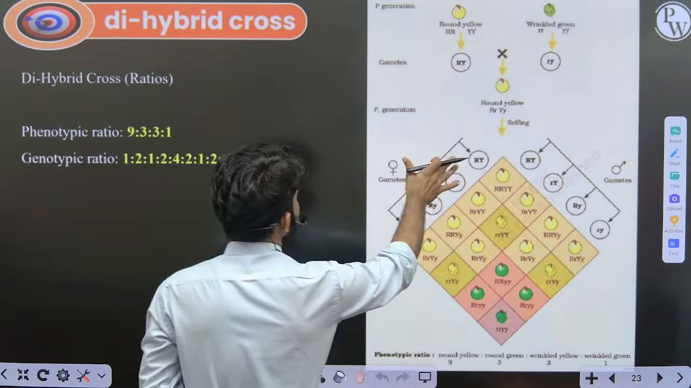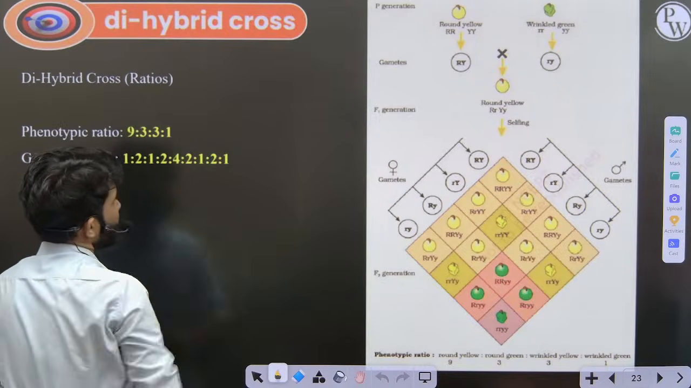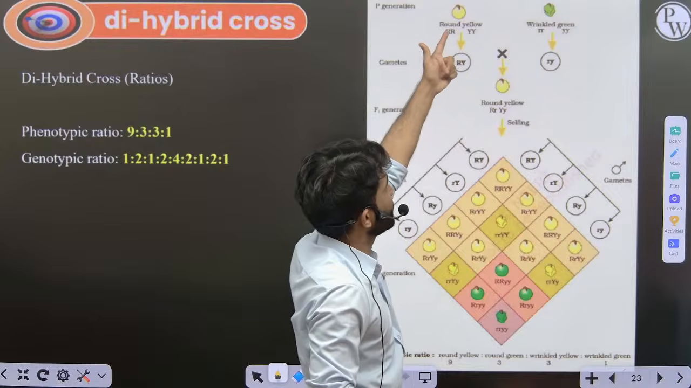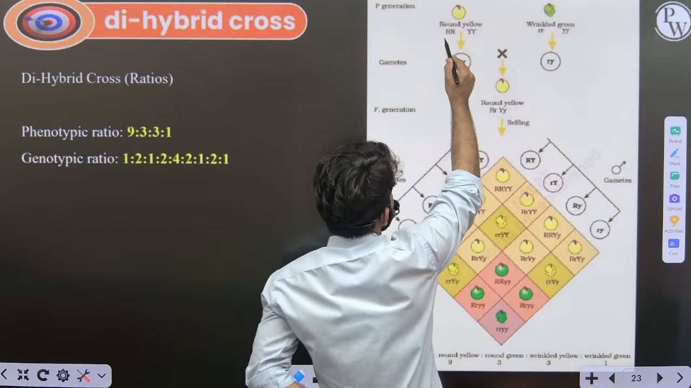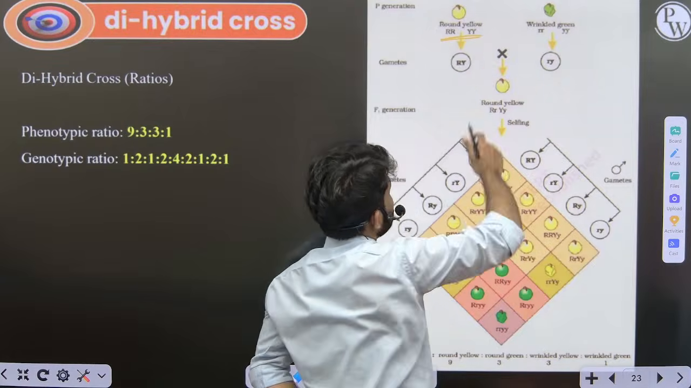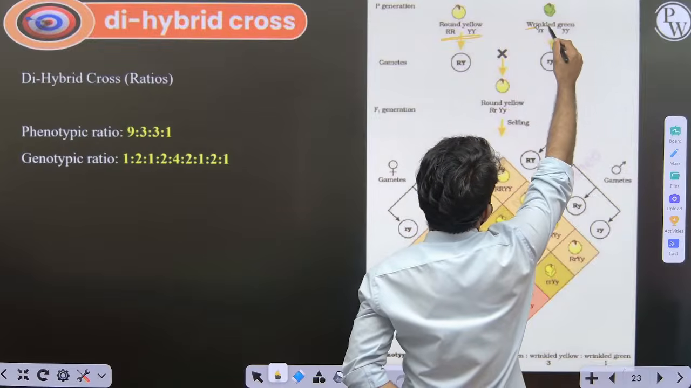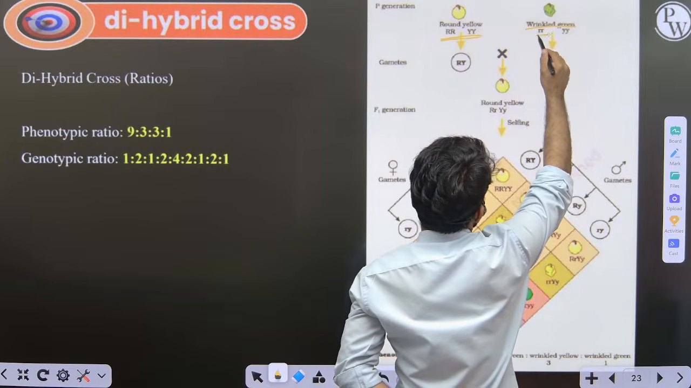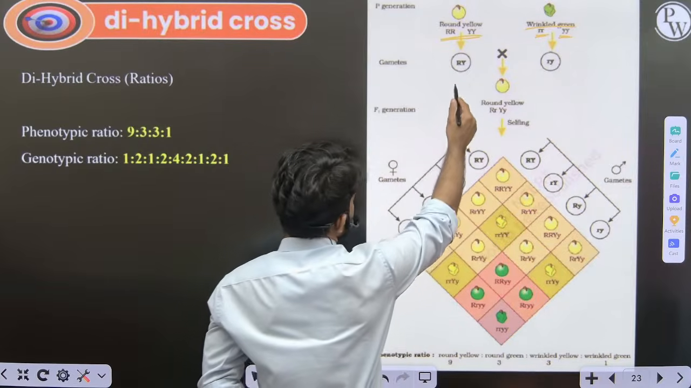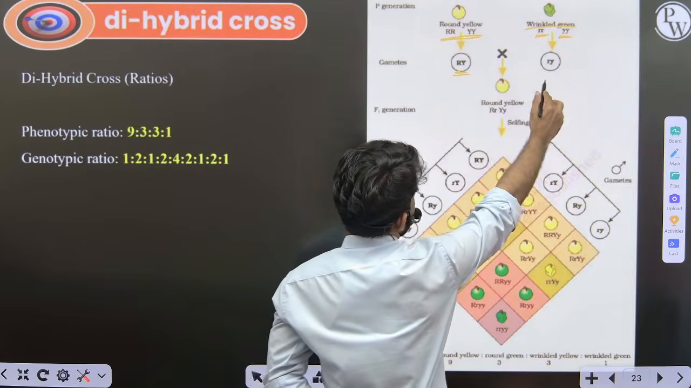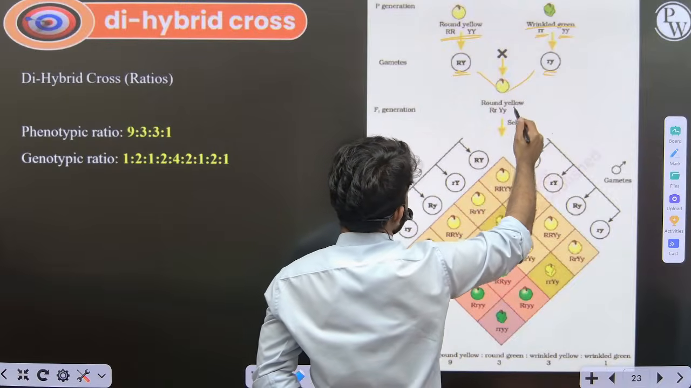So this is the representation of the dihybrid cross. You can see they have taken a round yellow seed with the genotype capital R, capital Y, crossed with the wrinkled green seed, small r, small y. So the gametes are capital R, capital Y and small r, small y. They fuse together.